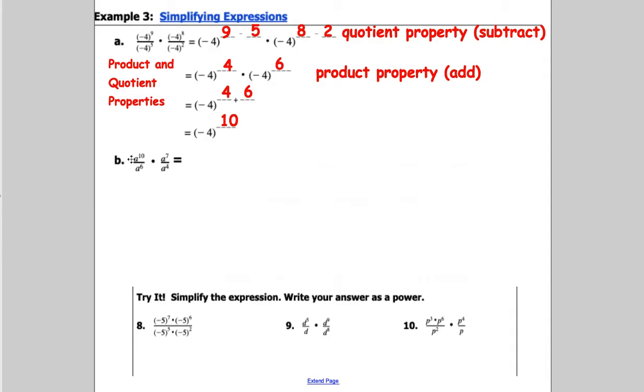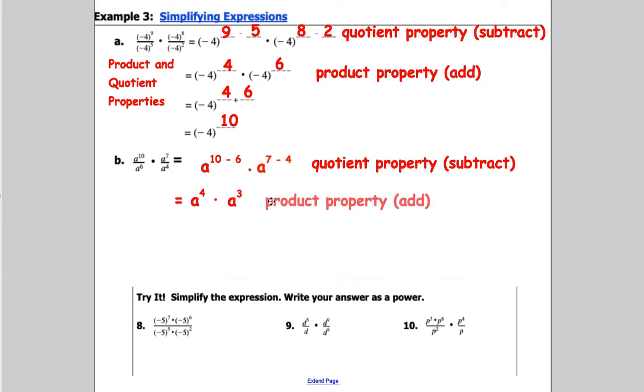Part B, a to the 10th divided by a to the 6th, times a to the 7th divided by a to the 4th. Again, I'm going to do the quotient property first. I'm going to resolve this particular quotient, a to the 10 minus 6, and then multiply it by a to the 7 minus 4. I'm going to resolve the quotient of powers property first by subtracting. When I subtract those 2 exponents, I get a to the 4th times a to the 3rd.